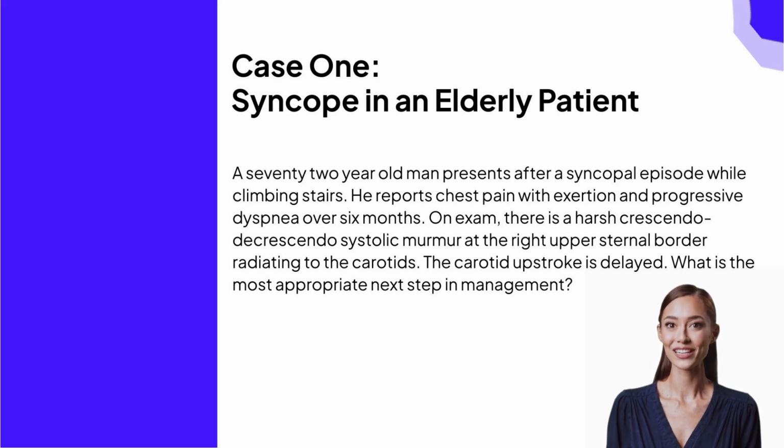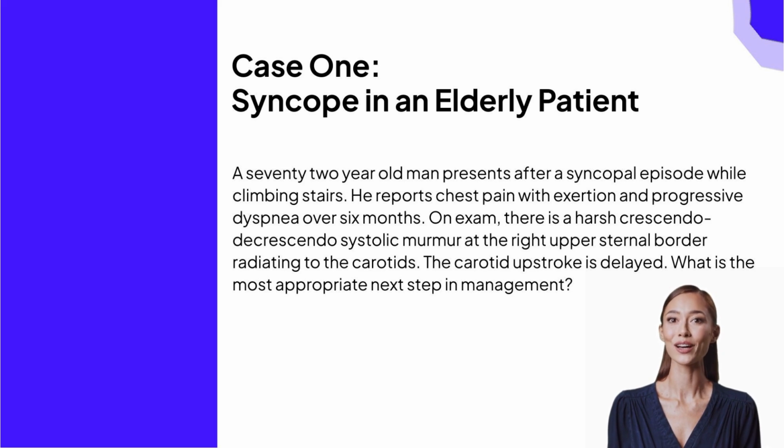Let's work through our first case together. Before I reveal the answer choices, I want you to process this stem. What are the key findings? We have an elderly man with syncope on exertion, chest pain, and dyspnea. That's the classic symptom triad of aortic stenosis. The physical exam confirms it: crescendo-decrescendo systolic murmur at the right upper sternal border, radiating to the carotids, with a delayed carotid upstroke, which we call pulsus parvus et tardus. This is textbook aortic stenosis.